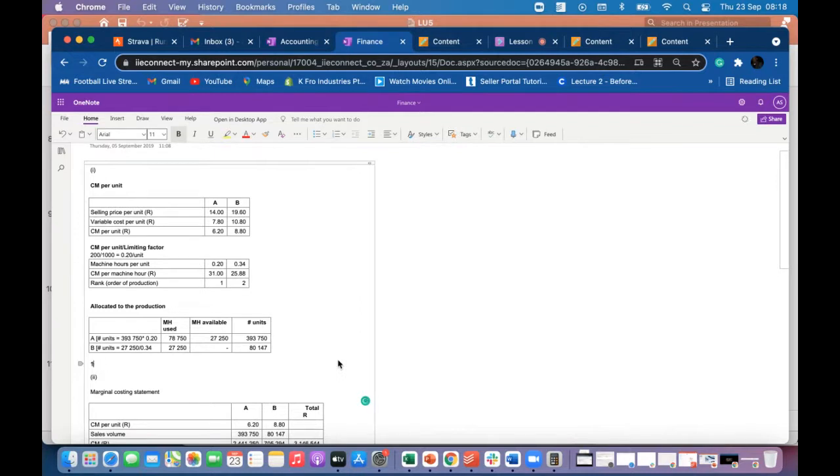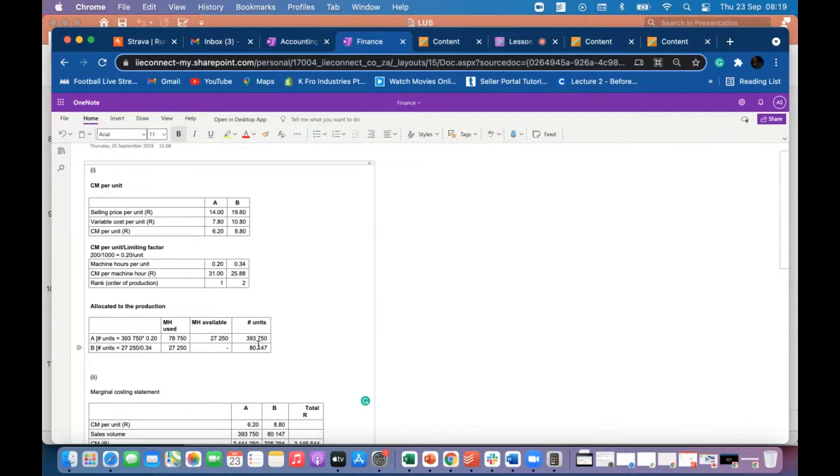We've now found our answer to A. The number of units that we want to produce for our products A and B. This is the optimal, because remember A is going to give us the most bang for our buck, so we want to produce as many of that. Okay, so that's part one.